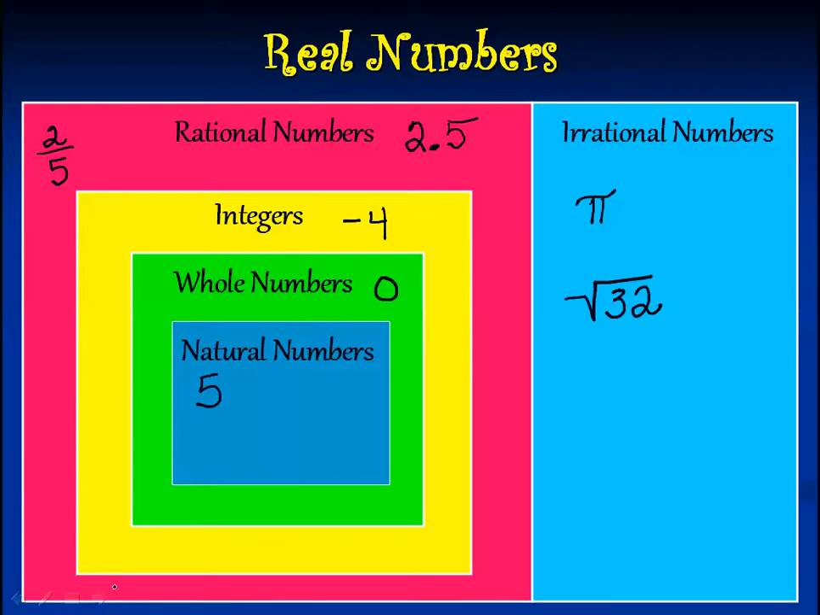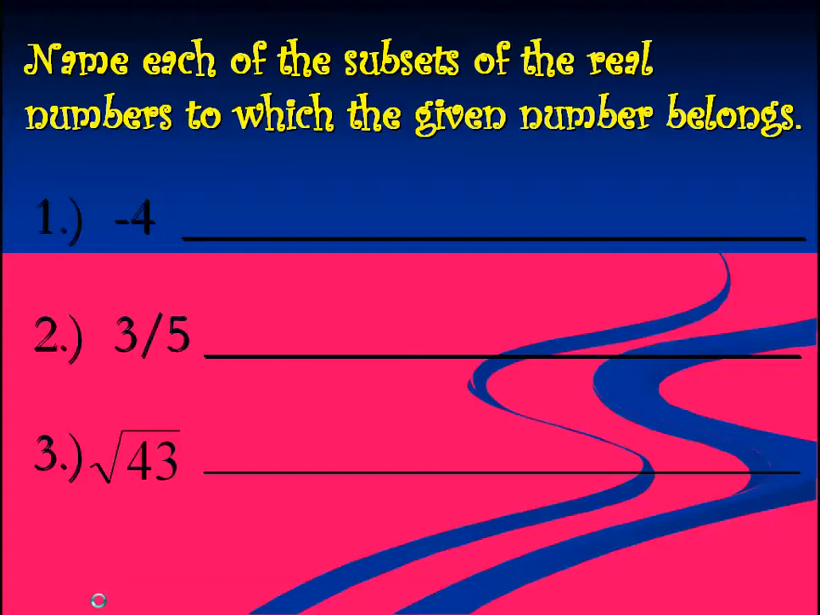You can use this diagram to help you as we go. Negative 4. Negative 4 is a rational number. It can be written as a fraction if I put it over 1. Negative 4 is an integer. So I know it's rational. I know it's an integer. Negative 4 is not a whole number, which means it also cannot be a natural number. So these are the only two subsets that work.